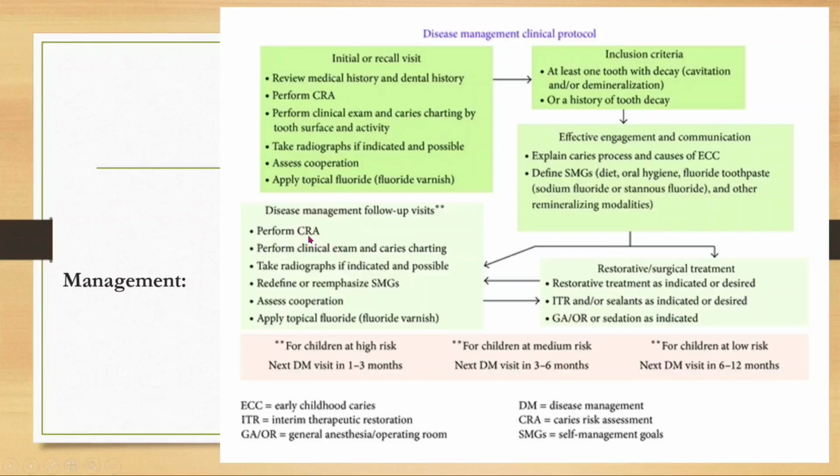We have caries risk assessment, then clinical examination, caries charting, and self-management goals. So all are there. That disease management visit from 1 to 3 months, 3 to 6 months, and 6 to 12 months, all are there. So the basic thing is we need to do caries risk assessment. We need to take radiographs. We can start with topical fluoride in the initial visit.